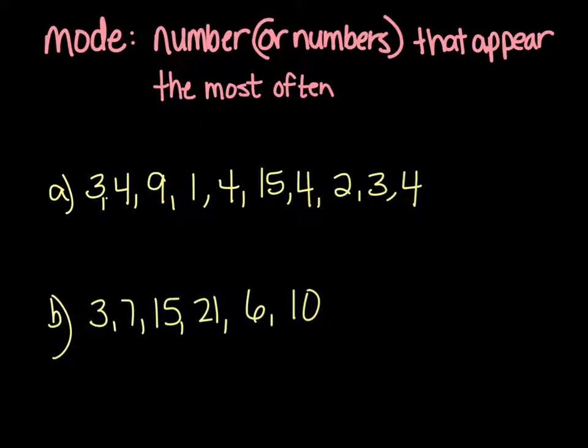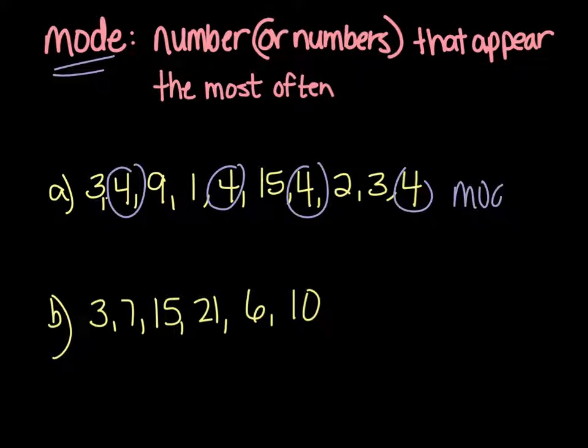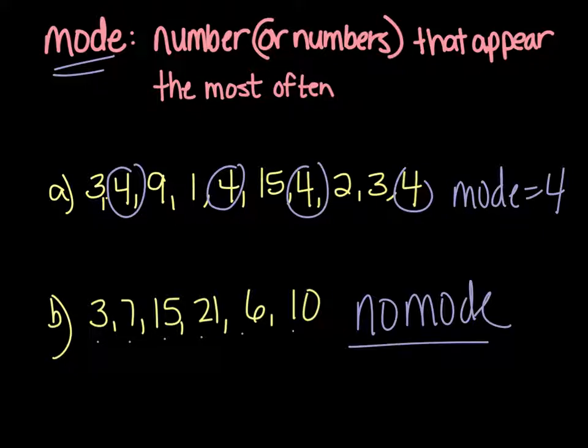Here's 2 more lists of numbers, and if we're looking for the mode of these, I'm just looking at letter A here. I see that the number 4 is repeated the most often. So the mode here is 4. And then on letter B, I'm looking, and none of these numbers are repeated, so we can just say that there is no mode. So it's possible to have no mode, it's possible to have a single mode, or 2 modes, or 3 modes, and so on.